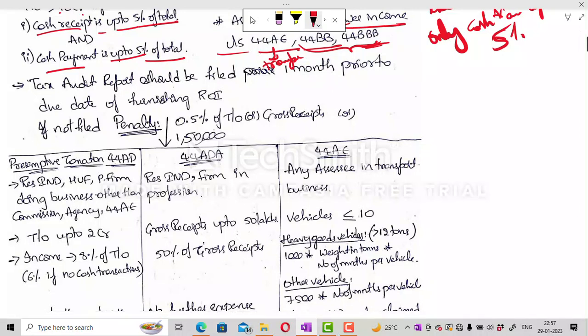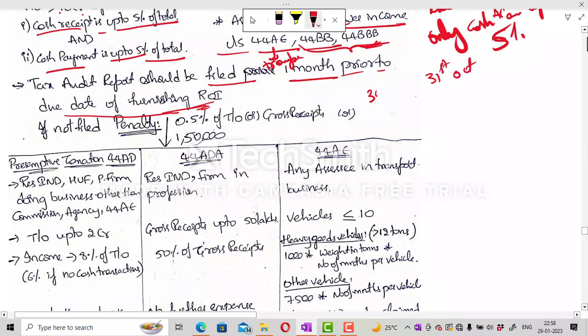Who all, all of them? Turnover is more than 1 crore, or gross receipts is more than 50 lakhs, or else turnover is more than 10 crore if cash receipts are up to 5%. The tax audit report should be filed 1 month prior to the due date of furnishing the return of income. Means if 31st October is the due date, then they have to file by 30th September.